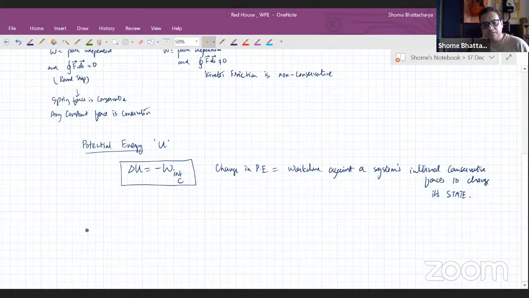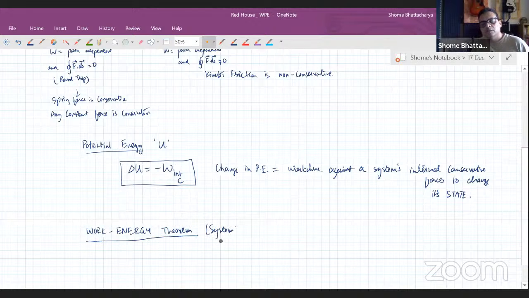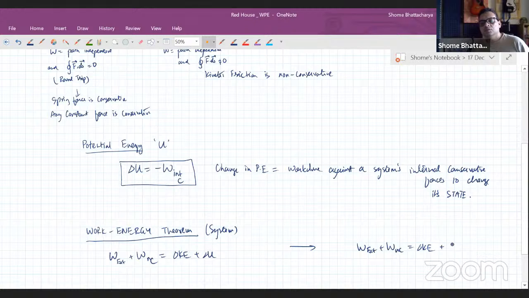And from this, we had seen the general definition of the work energy theorem, which is defined for a system. It says the sum of work done by external forces plus the work done by non-conservative forces equals the change in kinetic energy plus the change in potential energy. We can also convert this to something which becomes the work kinetic energy theorem, because delta U is the negative of work done by the internal conservative forces.